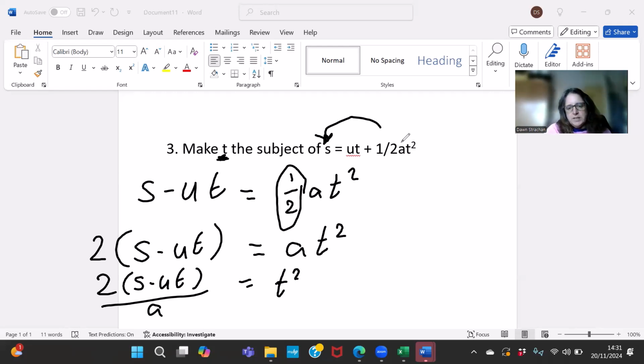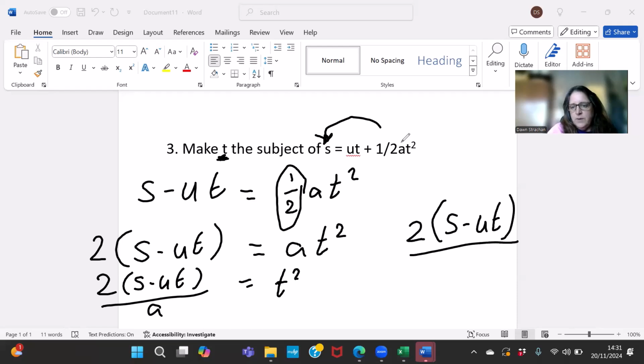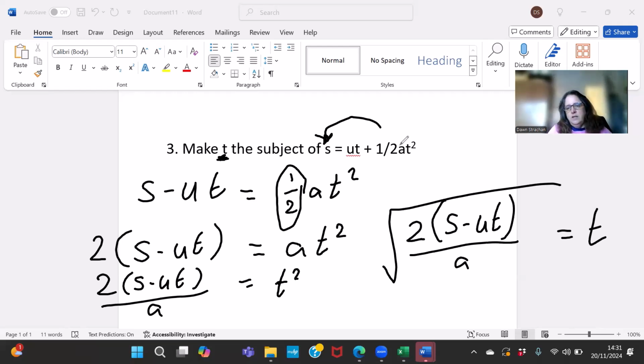Okay, so now we're once again left with something squared. So in order to get rid of a square, what we need to do is square root it. So that will leave us with the square root of 2 brackets s minus ut divided by a. Everything is square rooted so that it's left with just a t on the other side. And that would be your final answer.